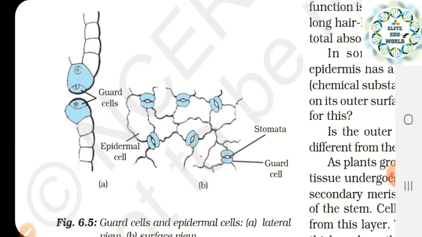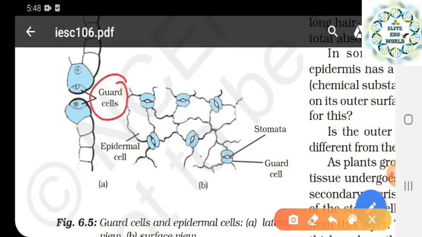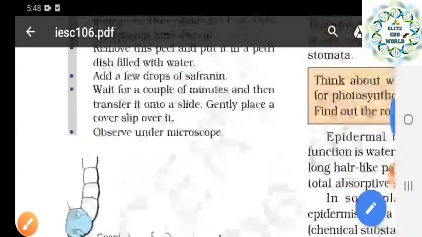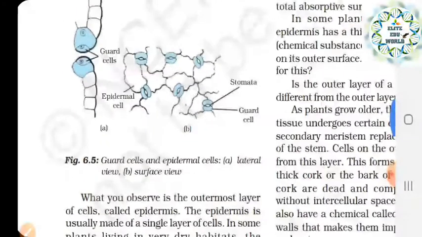So number one, if you are talking about a guard cell, here it is showing the guard cell, and this is going to be a lateral view. And in the other view, it is showing the epidermal cell, and this is the stomata. So we will talk in detail. First of all, we will see the points given here. So we have to discuss two images.